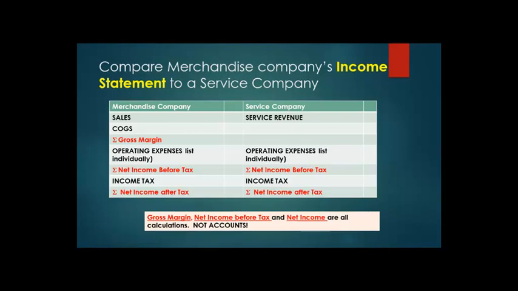Go over to a service company, and they have service revenue, but they have no direct cost of goods sold because they don't sell goods. So gross margin, net income before tax, and net income are all calculations. All the rest of these are actual accounts. In the case of operating expenses, you would list each expense separately.